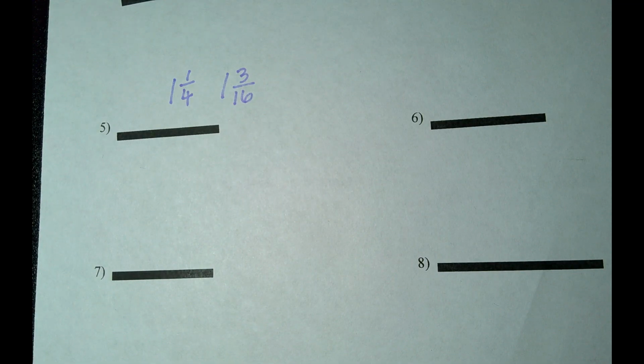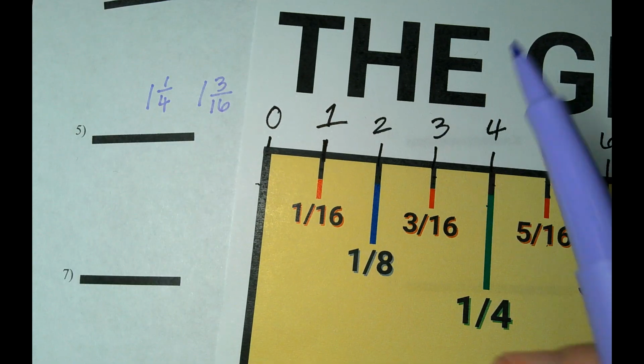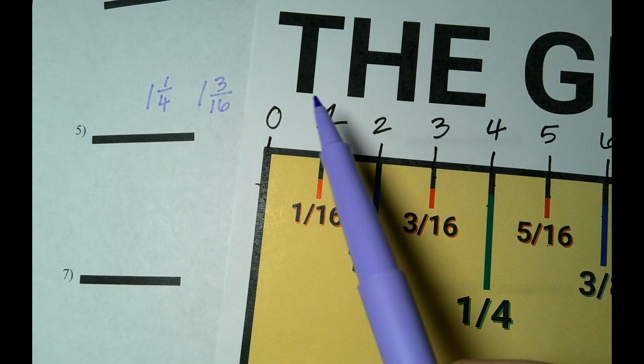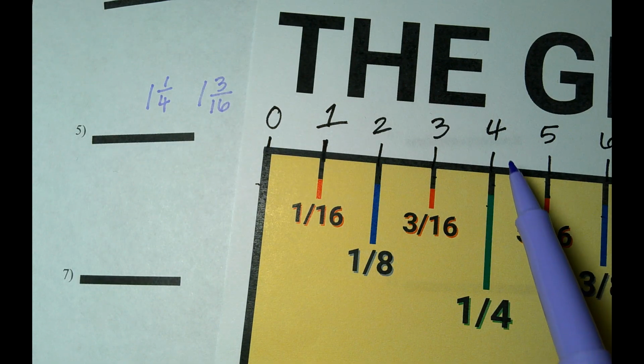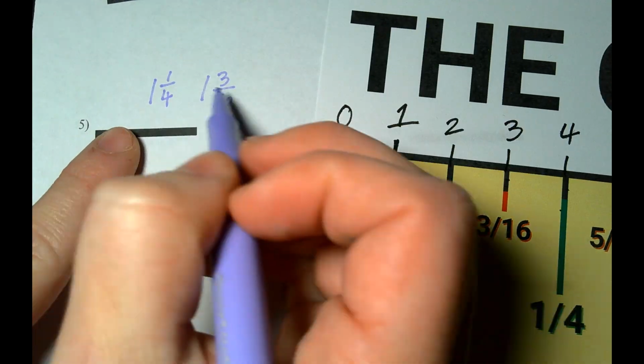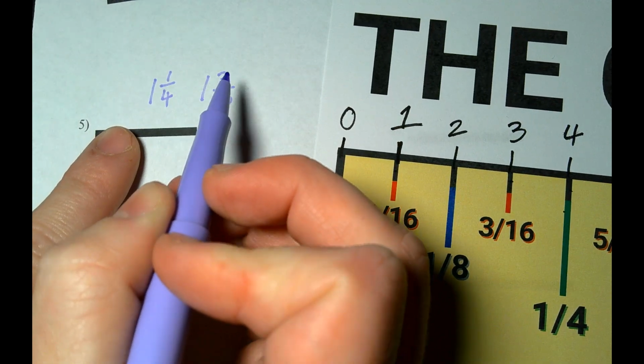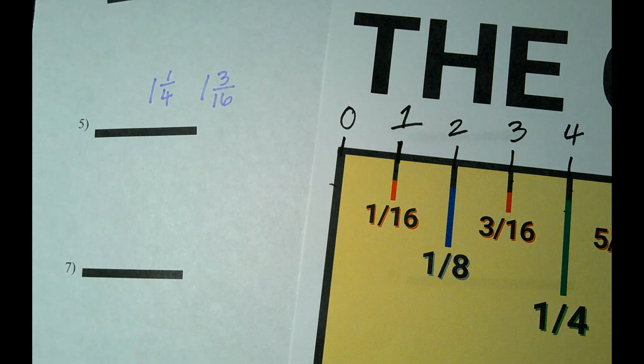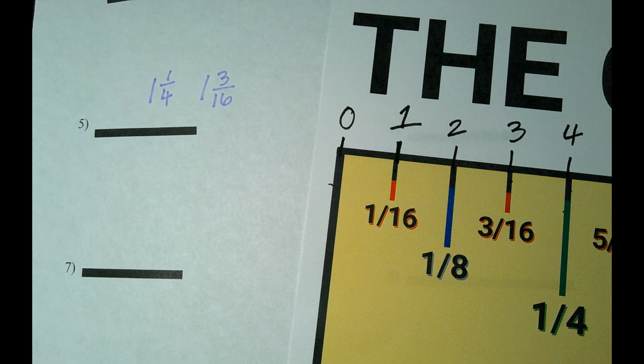1 1/4 would be, well, let's see. 1 inch. 1, 2, 3, 4. That would be 4/16. So we're really just looking at the difference between 3/16 and 4/16. Very, very close. They're only 1/16 of an inch off from each other.